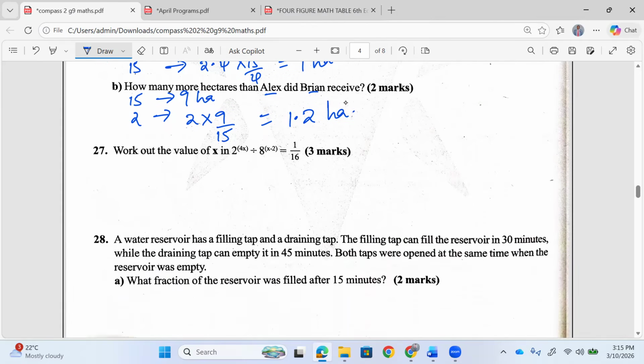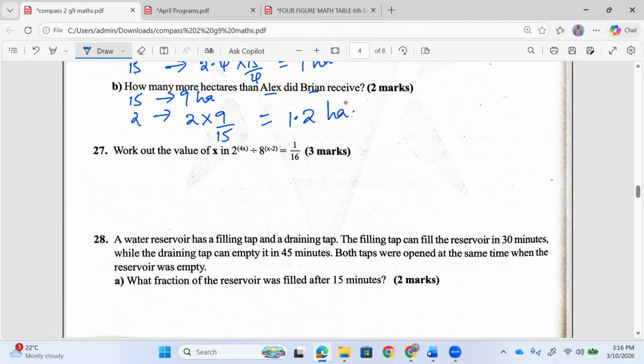Then we check now 27. This is a question on indices, index equations. Please, let's consider it. Let's work it out together. We are told to work out the value of x in 2 power 4x divided by 8 power x minus 2 equals to 1 over 16.